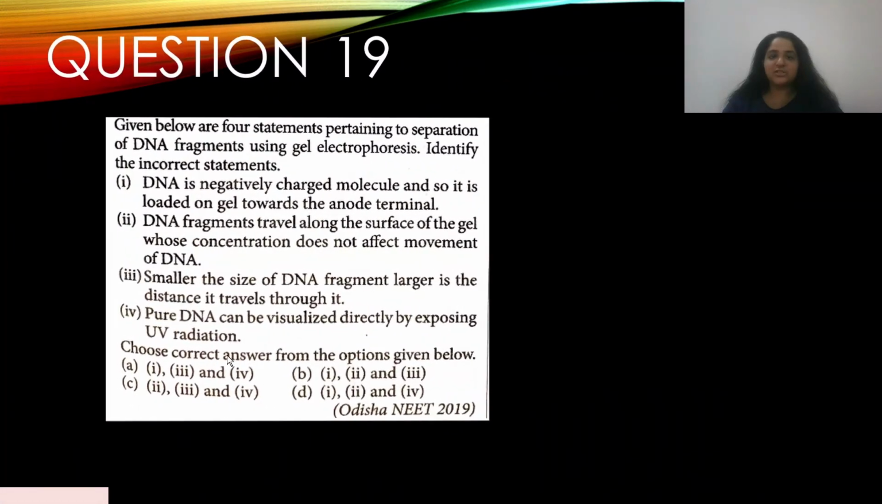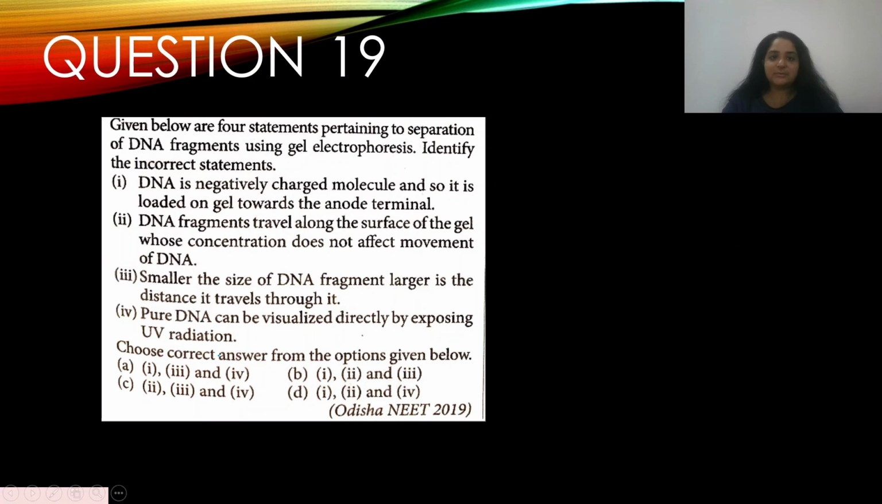All right, question number 19. Given below are 4 statements pertaining to separation of DNA fragments using gel electrophoresis. Identify the incorrect statements. One, DNA is negatively charged and so it is loaded on gel towards the anode terminal. Two, DNA fragments travel along the surface of the gel whose concentration does not affect the movement of DNA. Three, smaller the size of DNA fragment, larger the distance it travels through it. Four, pure DNA can be visualized directly by exposing UV radiation. To find the incorrect statements.